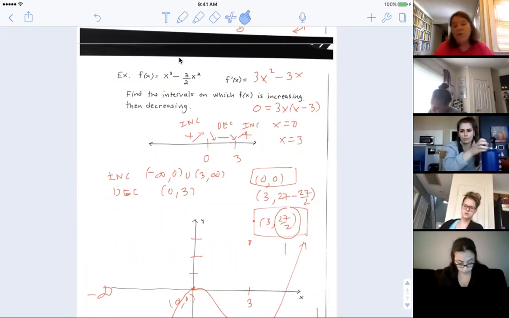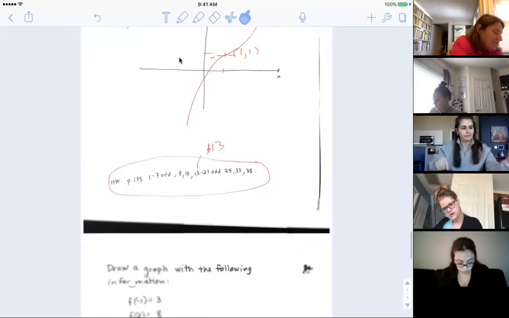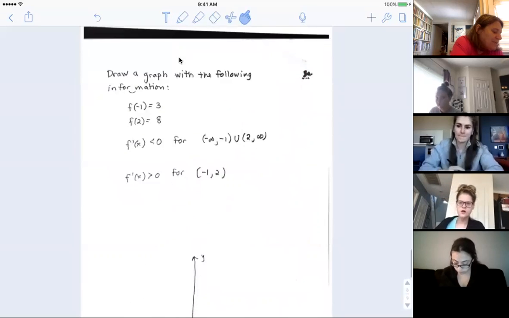But let me go to another one. This is what I did yesterday. Let me go to another one. So that's the thing we do. We find the critical numbers. We find out where it's increasing, where it's decreasing.